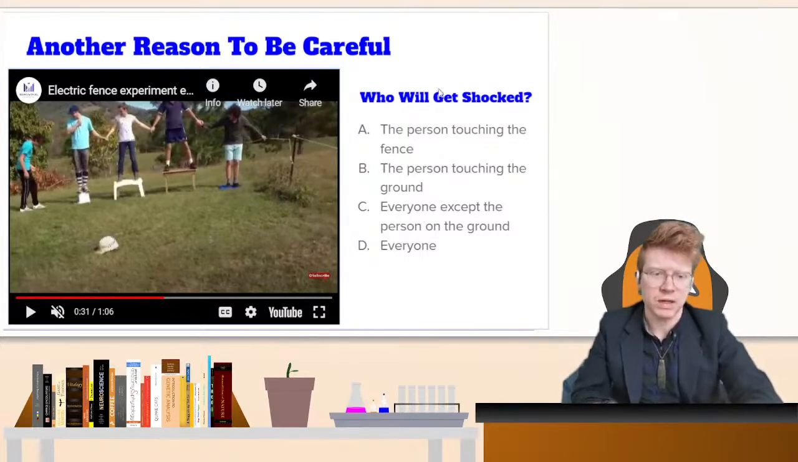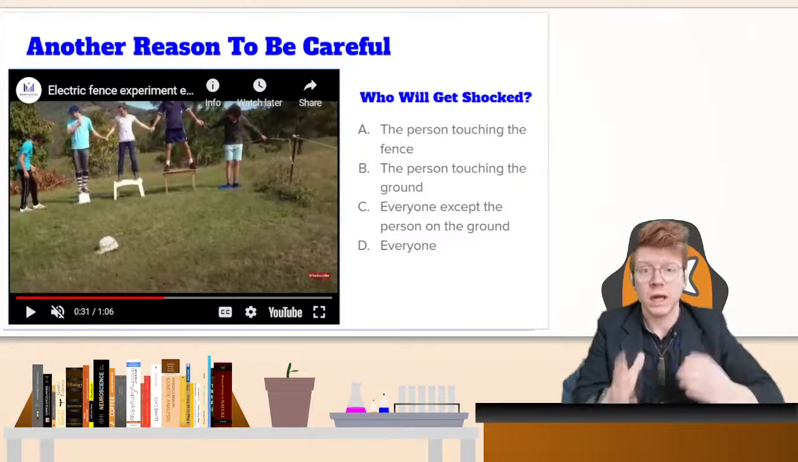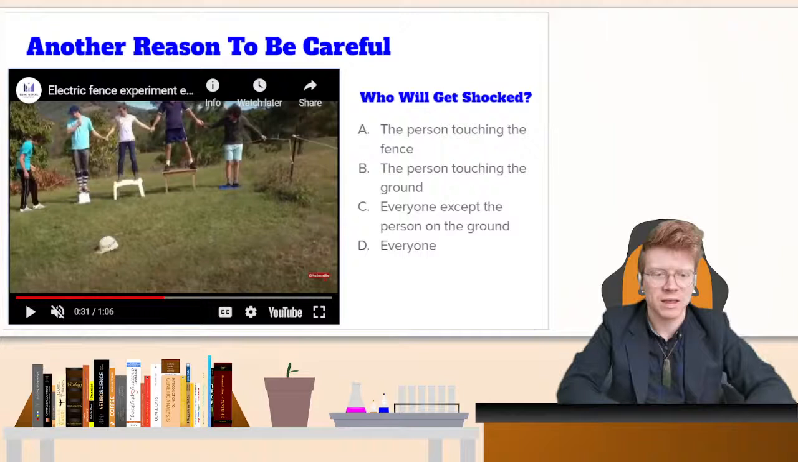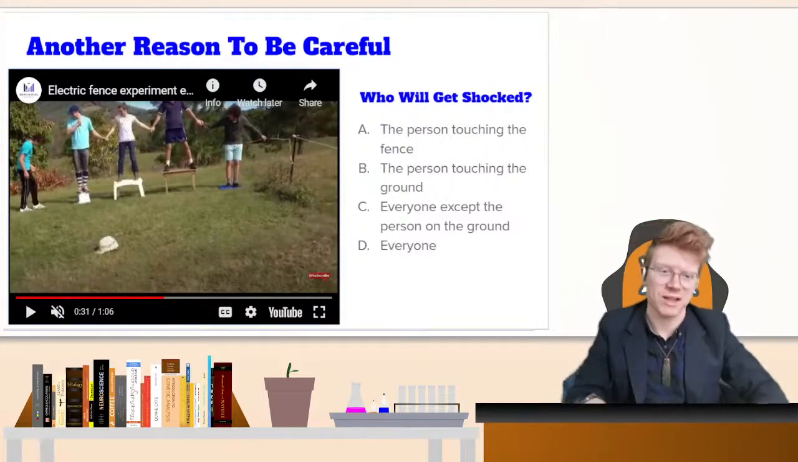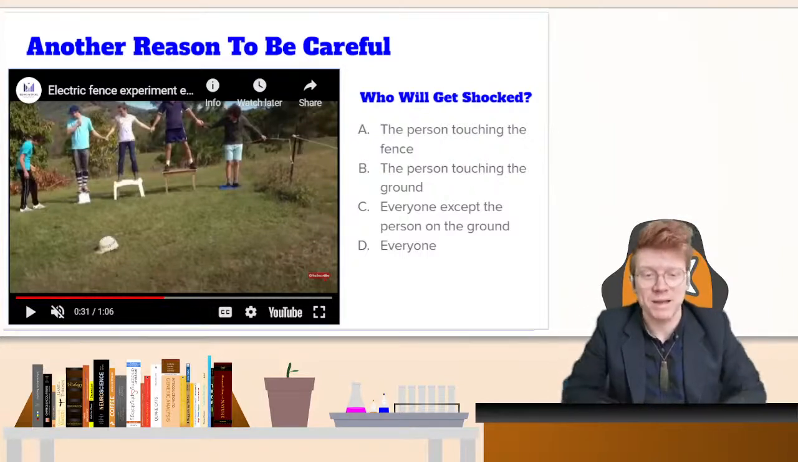So if you think the person touching the fence is the only person who's going to get shocked, which is this guy here, you can type A in the chat. If you think it's the person who's touching the ground who is the only person who's going to get shocked, then type B in the chat.